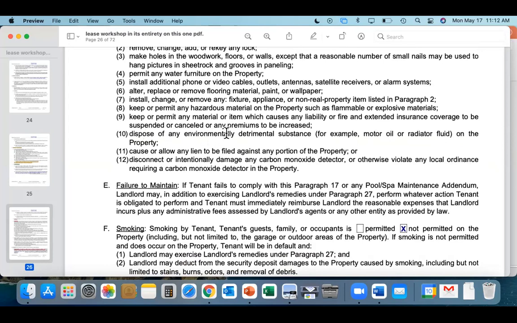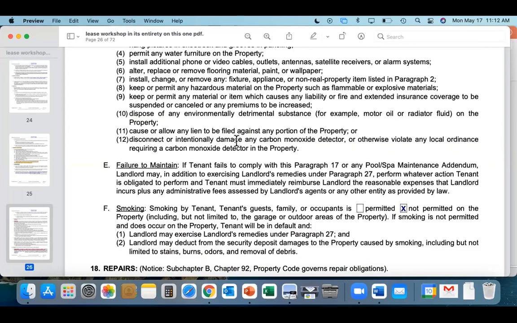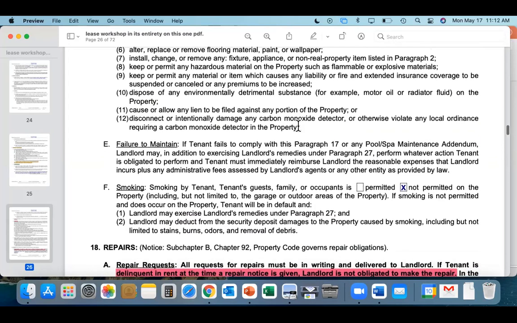They can't keep hazardous material on the property or flammable or explosive stuff. They cannot keep or permit any material item which causes any liability or fire or extended insurance coverage to be suspended or canceled by what they're putting on there. They can't have motor oil and radiator fluid and that kind of stuff disposed of on the property. They can't cause or allow any lien to be filed against the property.